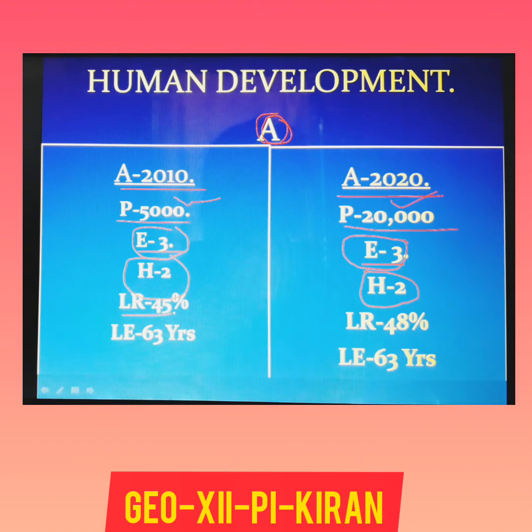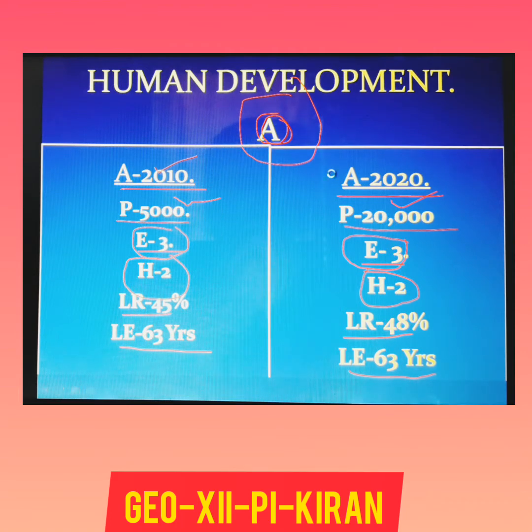Literacy rate is 45% in 2010 and it is 48% in 2020. Only 3% increase. Life expectancy, the average number of people survive, is 63 years in 2010 and 63 years here also in 2020. So in case of place A, we have seen no much quality improvement.